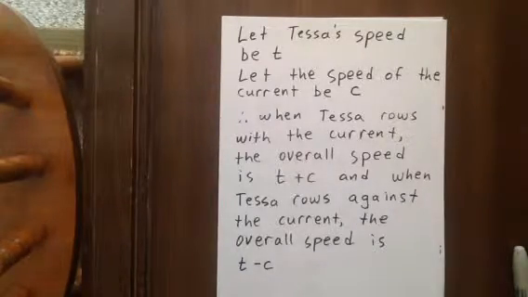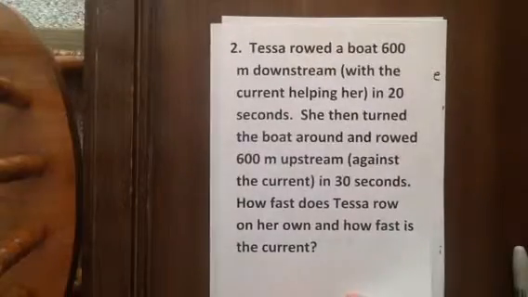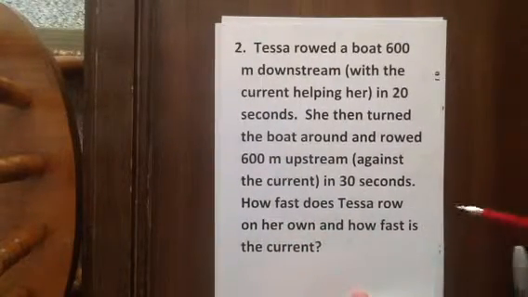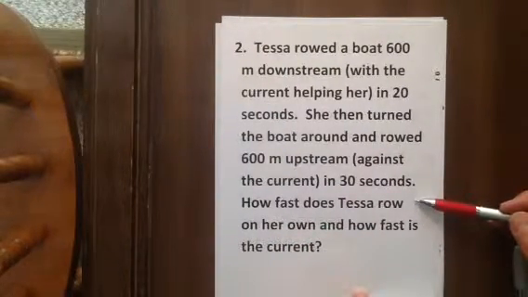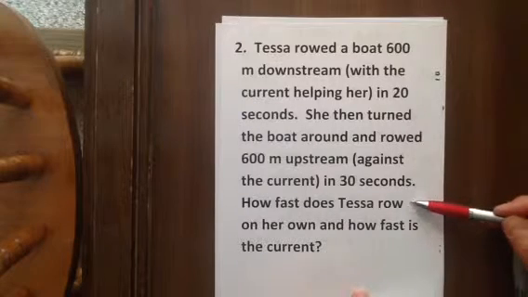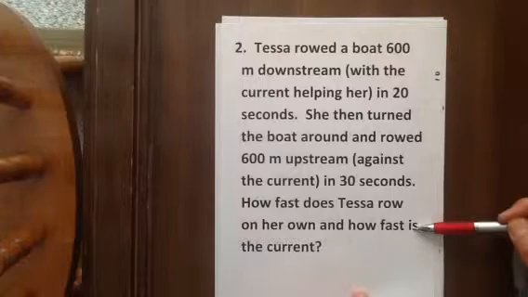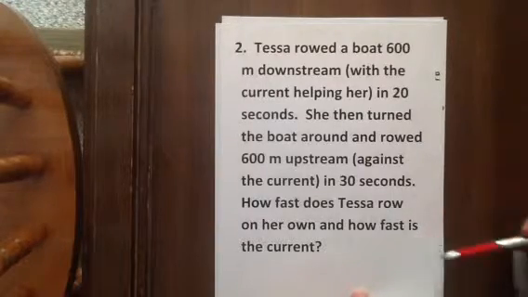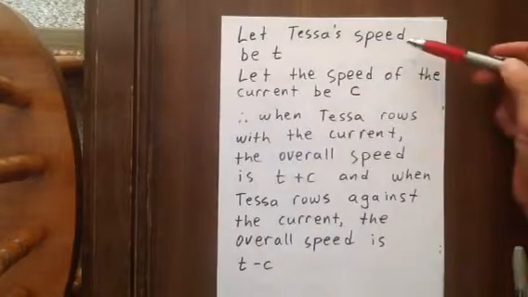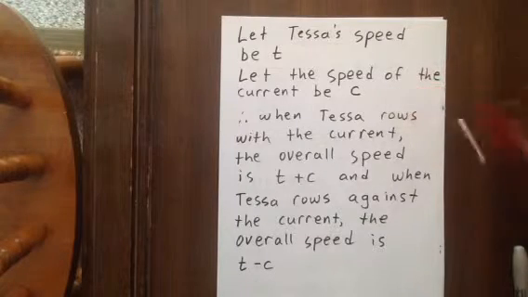Well, we're going to let Tessa's speed be T and the speed of the current be C. And you might wonder, well, how did we know to do that? Well, oftentimes you're going to let the variables represent the exact things they're asking for. They're asking us for Tessa's speed and for the speed of the current, right in this last sentence. So we're going to let those be the variables.